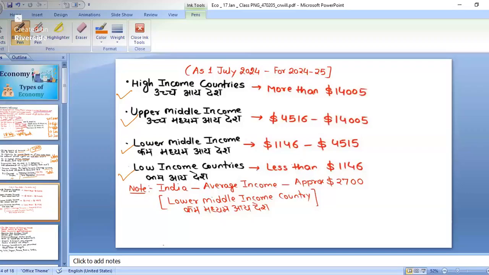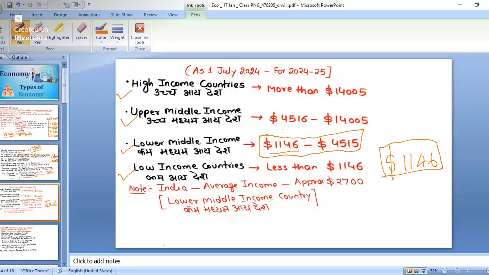So for low income countries, if per capita income is less than $1,146, that country comes under the low income countries. Then we have the lower middle income countries. The lower middle income range is from $1,146 to $4,515. So if we have some countries with per capita income in between this, all those countries will be coming in the lower middle income countries.